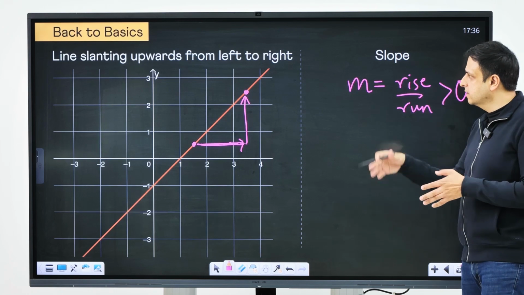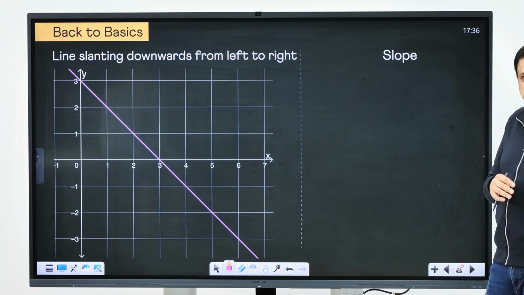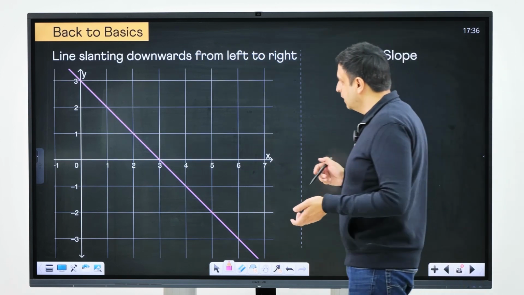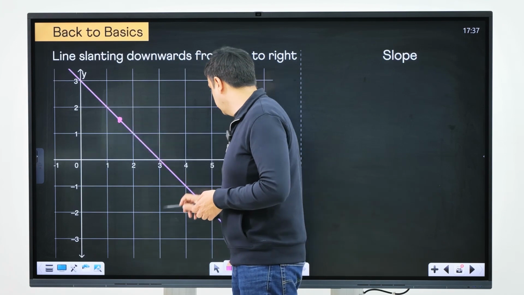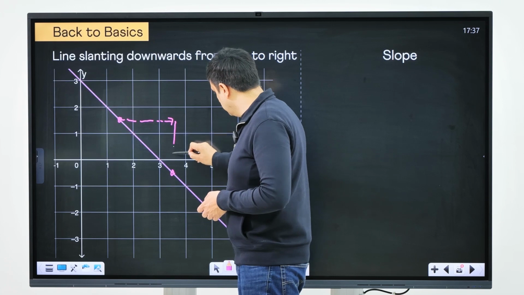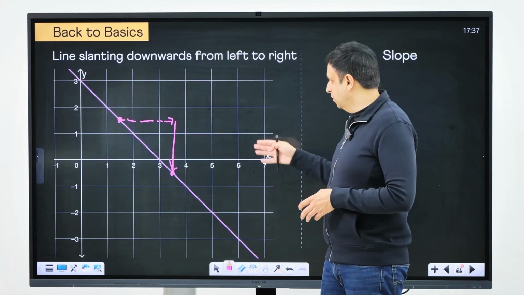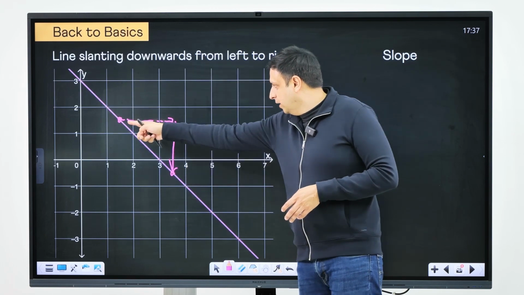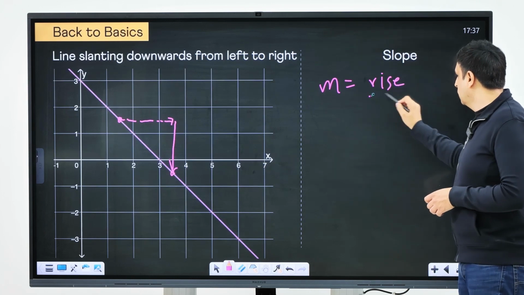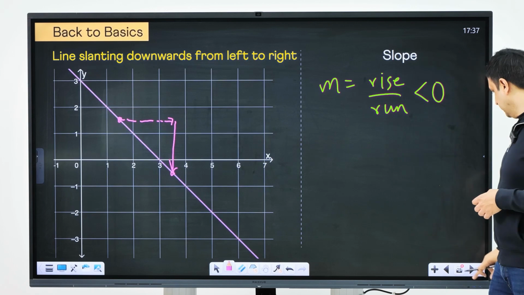So for a line that's slanting upward from left to right, the slope is always positive. But if you have a line that's slanting downwards from left to right, what can you say about the slope in this case? Well, once again, take any 2 points on the line, and now you can see that for this run, the rise will be negative because the line is actually falling down, so to say. So the rise is negative for a positive run, and therefore the slope m, which is rise over run, will in this case be negative. So for a downward slanting line, the slope is negative.